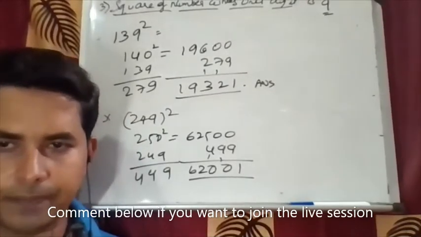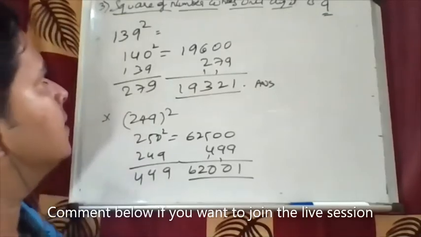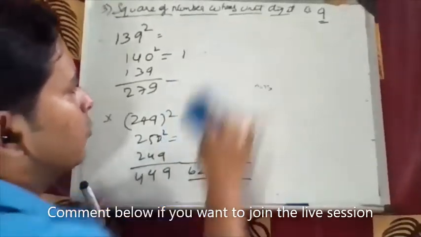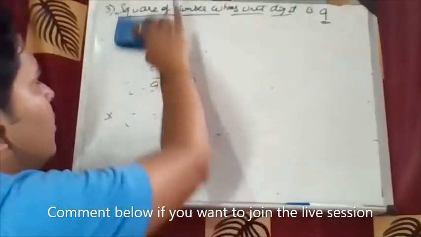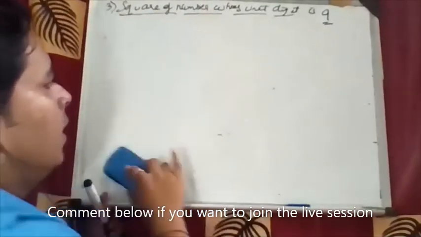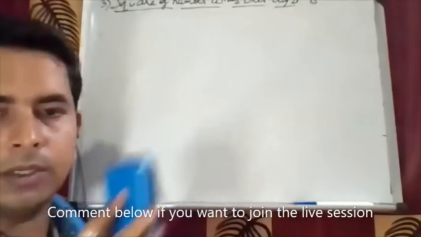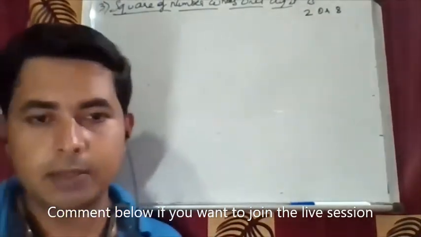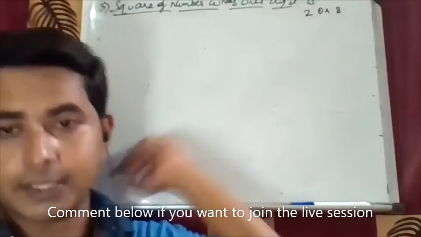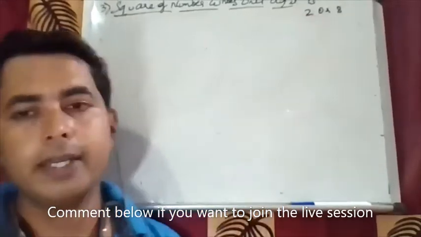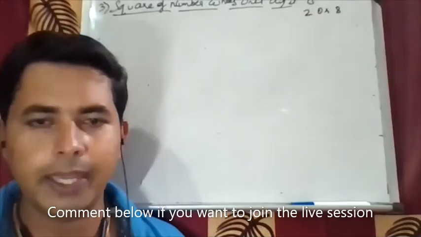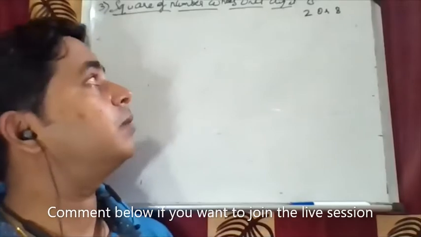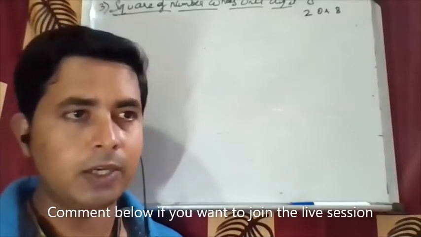See here, this is the method how to find a square number whose unit digit is 9. Okay. So next, if you want to find the square of a number, what should its unit digit be? 2, or else 8, 2 or 8. Then I'll tell the method how to find a square of such a number whose unit digit is 2 or 8.